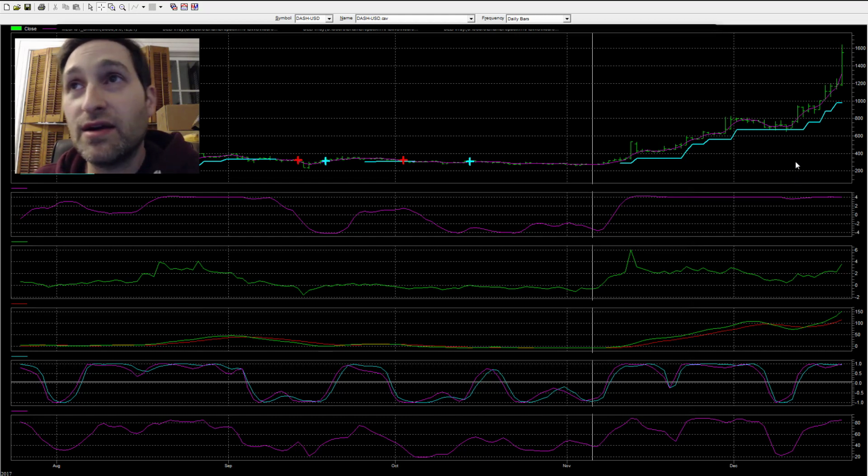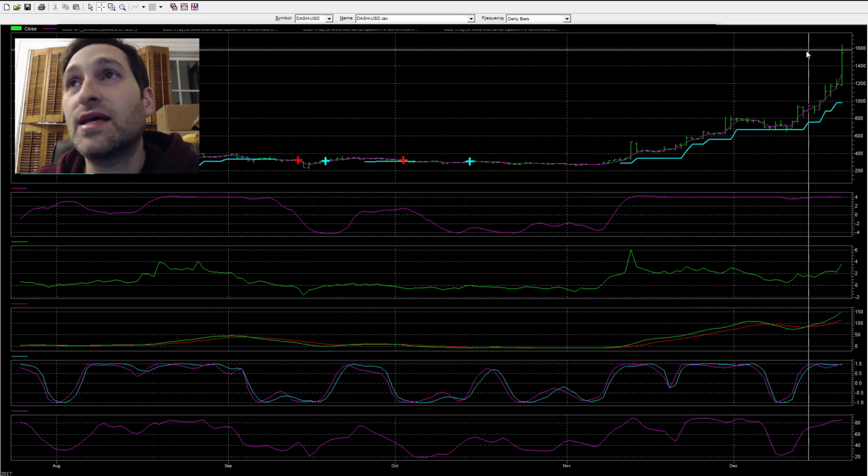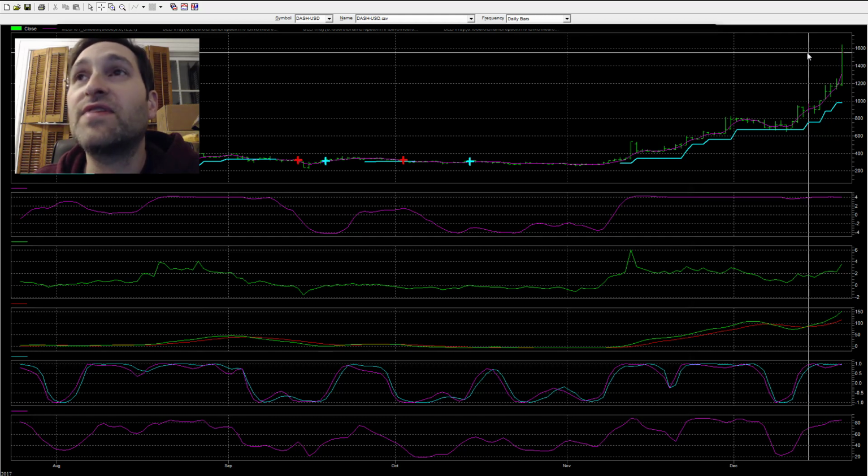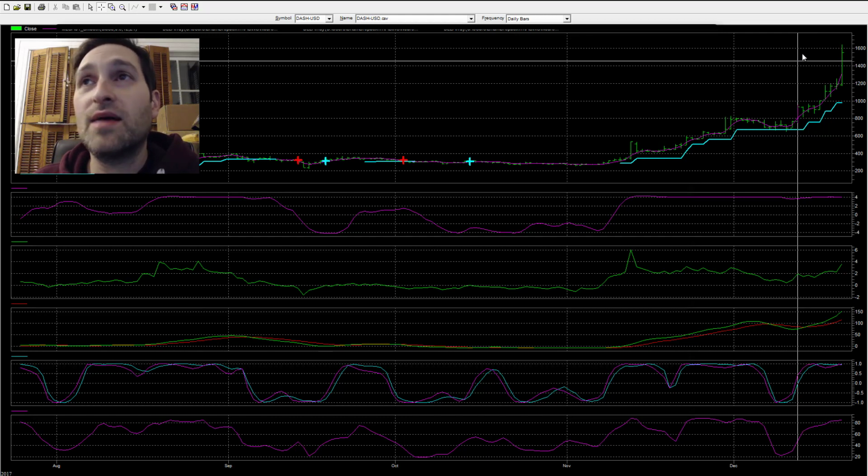But even with Dash here, I mean, Dash has gone many, many days away from the blue line here. And now here it closed at, what is this, like 1550 or something like that. So, a great profit pickup here, to say the least.